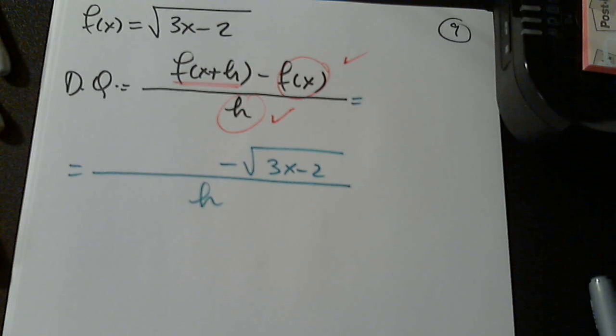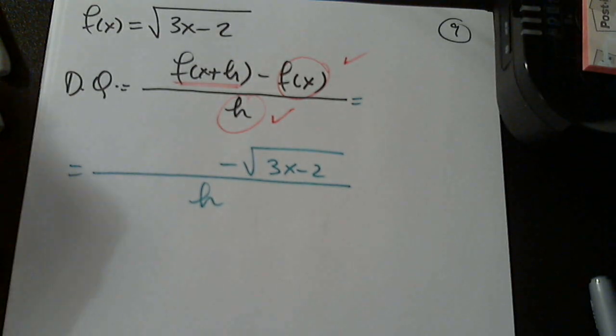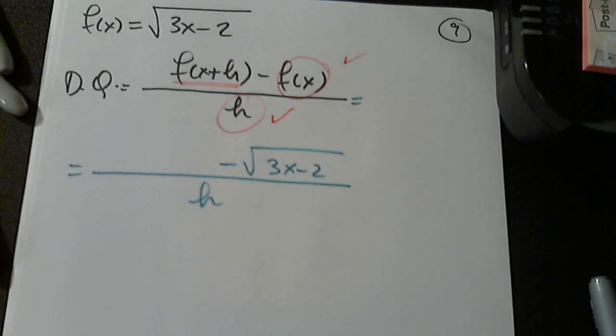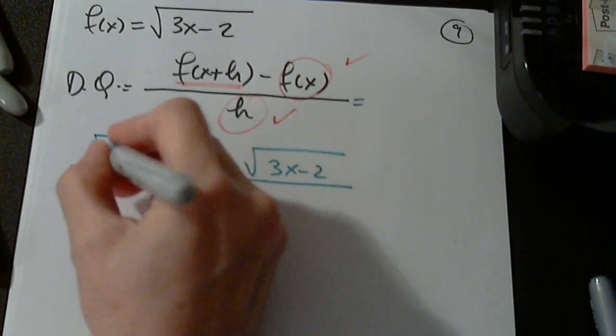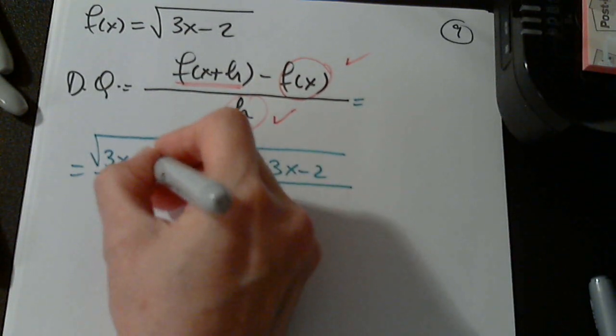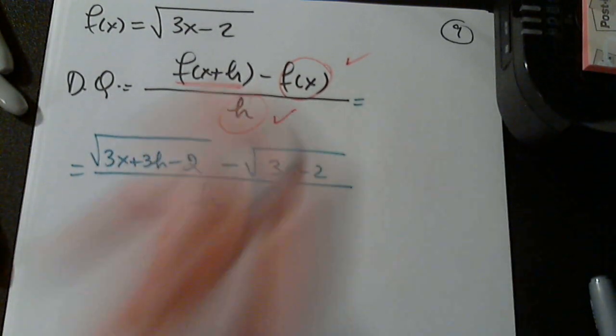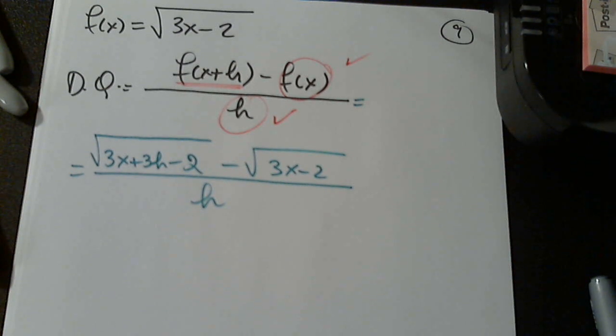Anyone, please? It's okay if you're wrong. Is it square root of 3x plus 3h minus 2? Brilliant. Thank you. That's it. Awesome. Well done.